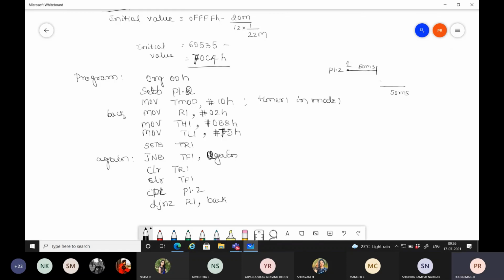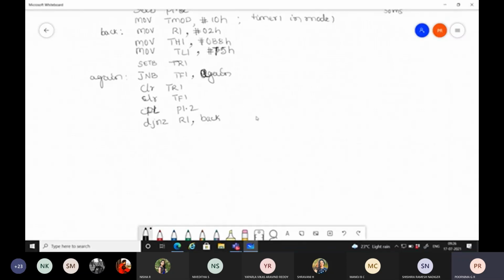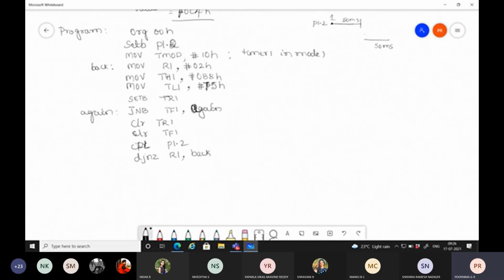No, it is only sending the data. So I'll tell you when I have to go for set B P1.2 to that instruction. Okay, is it clear now what is happening? Twice this will get repeated, but what is the waveform that you will be observing on port 1.2 for 50 milliseconds on time and for 15 milliseconds off time.